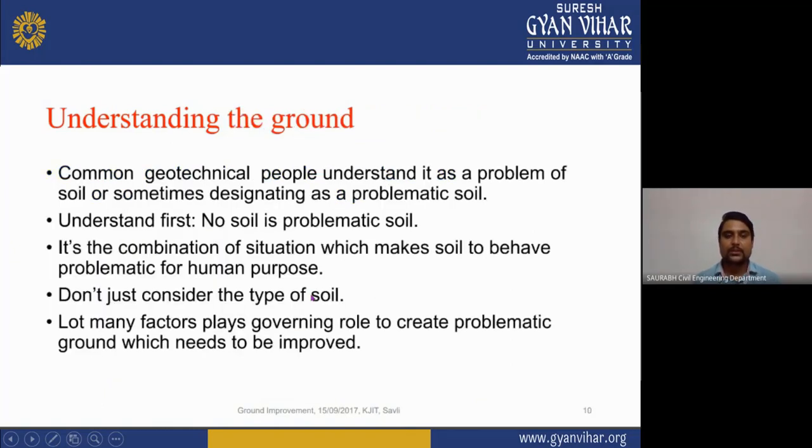Understanding of the ground. What is the understanding of the ground? Common geotechnical people understand it as a problem of soil, or sometimes designate it as a problematic soil. Understand first, no soil is problematic soil. It is a combination of factors which make the soil behave problematically for the human purpose. Don't just consider the type of soil. Many factors play a governing role in creating problematic ground which needs to be improved.